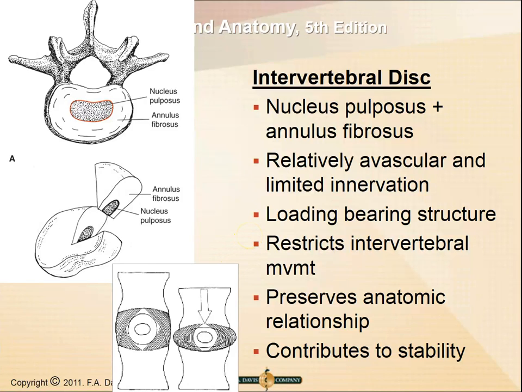Moving on to our intervertebral disc. The intervertebral disc is made up of the annulus fibrosus as well as the nucleus pulposus. This is a relatively avascular structure, and there is limited innervation of this structure. That's not to say that there isn't any innervation at all. It's just that it is not a strong bundle of nerves that innervate this structure. It is considered a load-bearing structure.